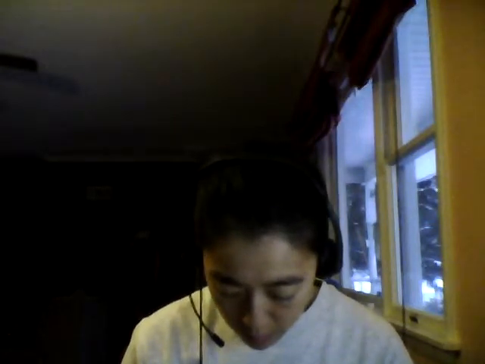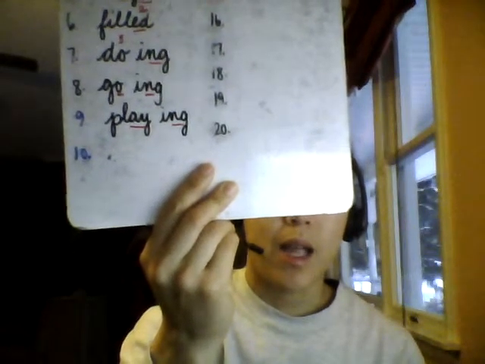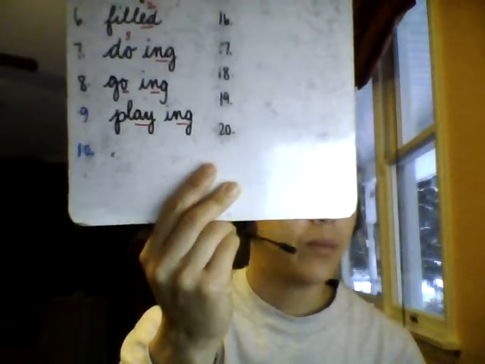Number 9. Playing. We were playing tag yesterday. This is the present participle of the verb to play. Think to spell play. P-L-A. And then add I-N-G. Playing. P-L-A-Y-I-N-G. Playing.